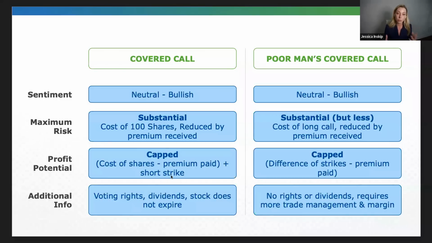And something important to note is when you own an underlying security, you have voting rights, you're entitled to the dividend, and your stock is not going to expire. You have a poor man's covered call, you do not own the stock, therefore you don't have any rights for voting. You aren't entitled to any dividends, and it requires more trade management. And more importantly, it's going to require margin because it's a spread. So it's something that your broker isn't going to allow you to put on unless it's done in a margin account.